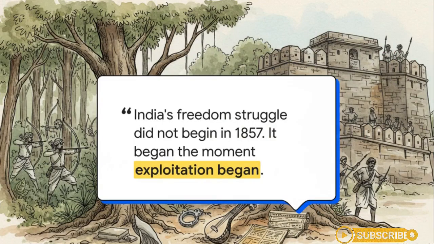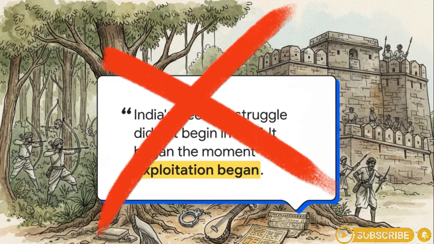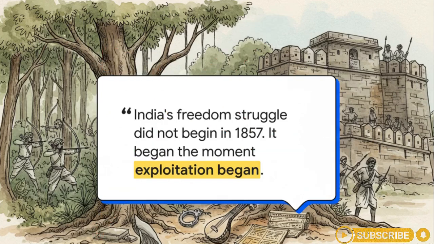I want to leave you with this really powerful thought from today's explainer. India's freedom struggle did not begin in 1857. It began the moment exploitation began. From the forests of Bengal to the forts of Tamil Nadu, these unnamed revolutionaries weren't fighting for fame. They fought for dignity, their land, and their culture. They poured the true, sturdy, concrete foundation for the modern independence movement that eventually succeeded in 1947.